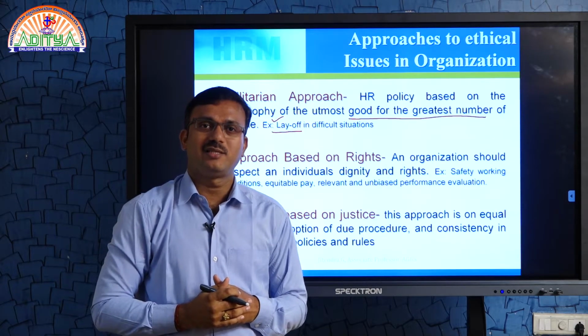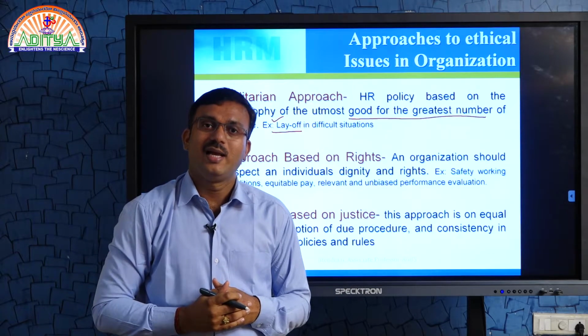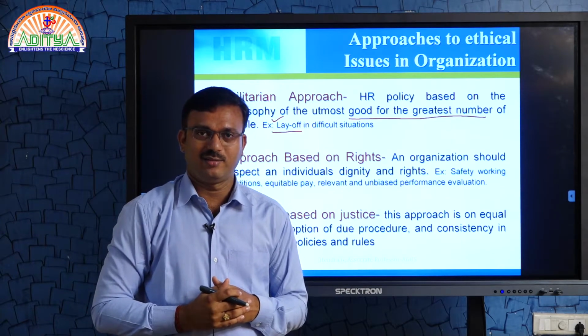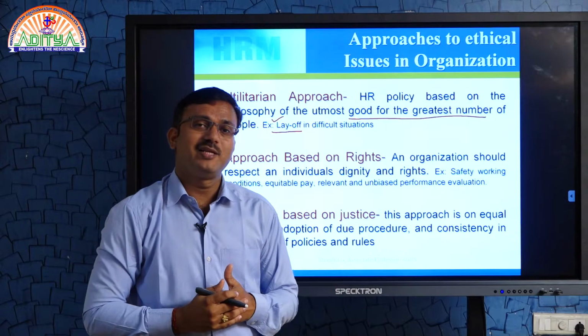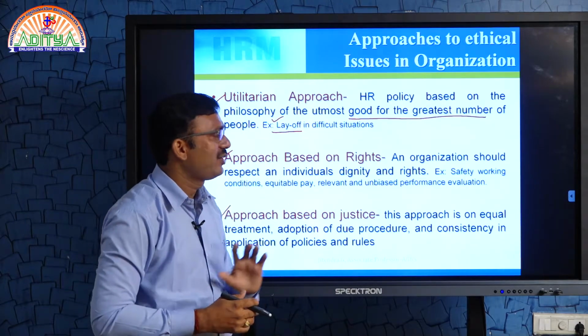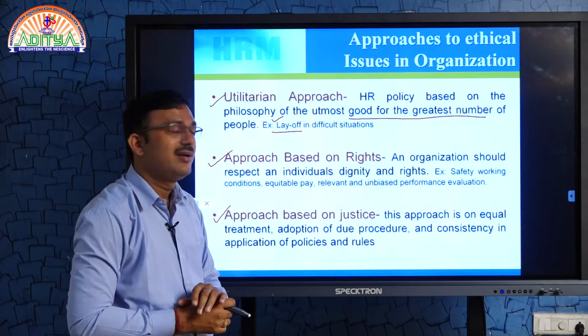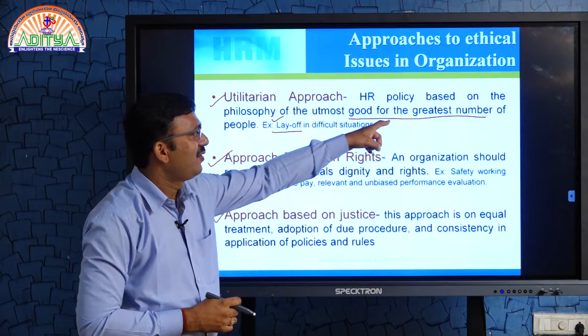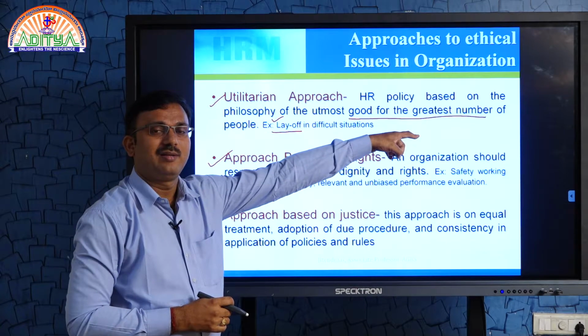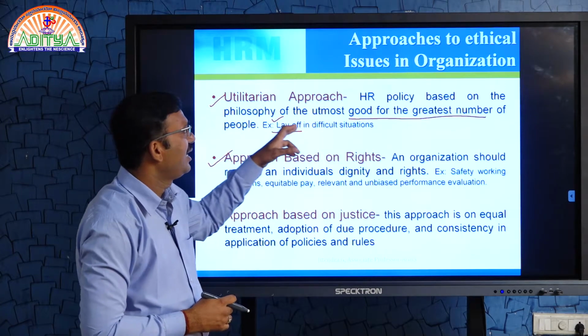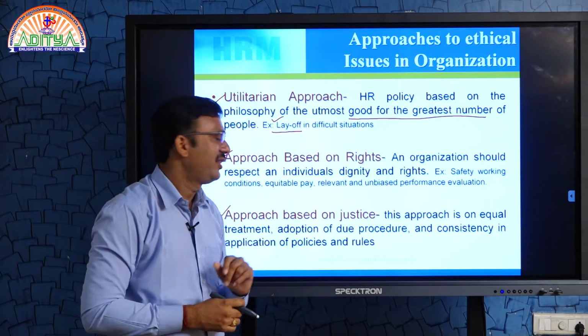During the 6 months, the Tata people have given 80% of the salary to the employees. That means whatever decisions we are going to take should be very good for the greatest number of people. That is how the utilitarian approach is followed in the company.